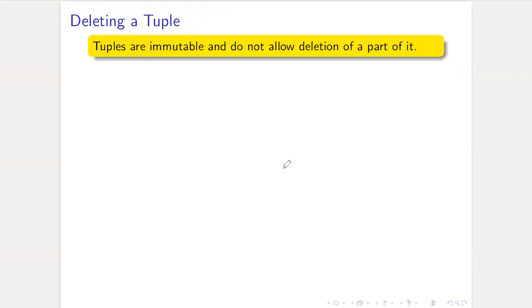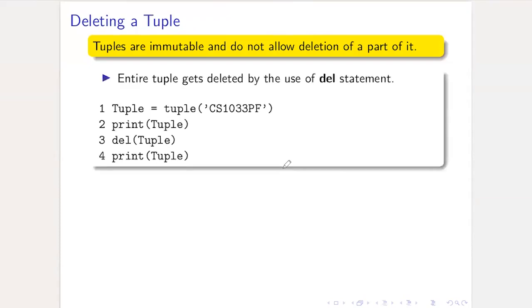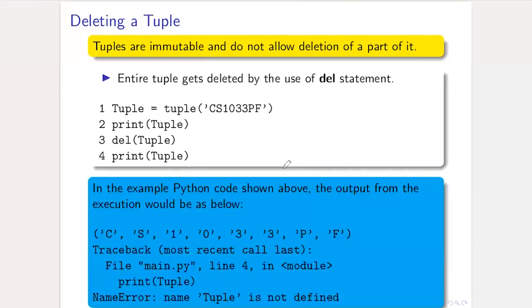To delete a tuple, as I said, tuples are immutable, so we cannot delete a part of a tuple. We have seen how we can delete part of a list, which was very useful actually. We could just delete a selected part of a list, but you can't do that with the tuple. If you use the delete statement on a tuple, the entire tuple gets deleted. If you try to print a deleted tuple, it will give you an error.